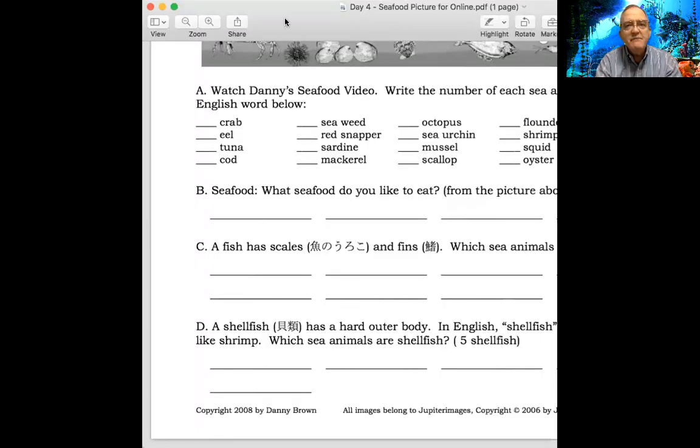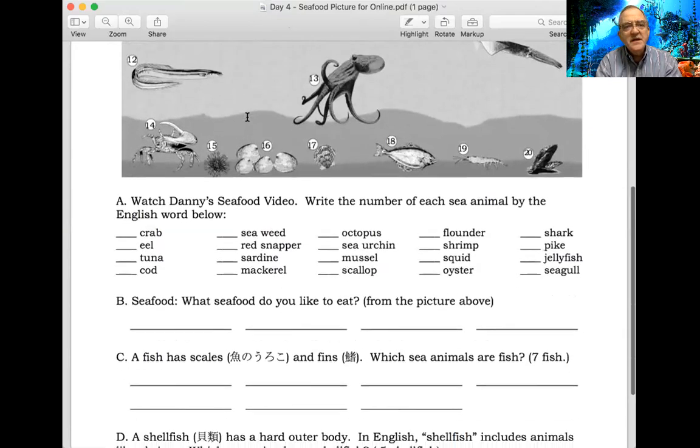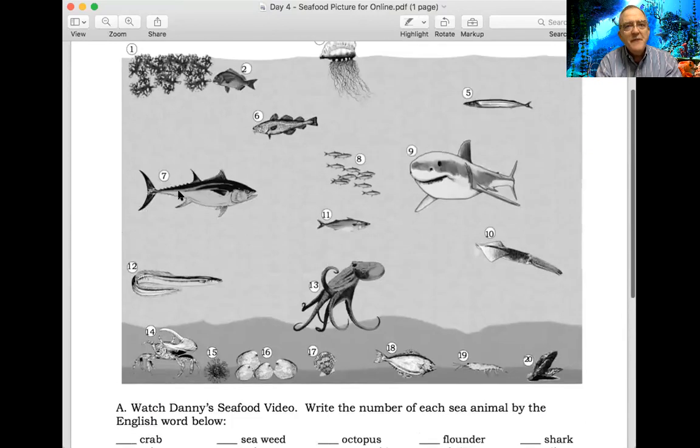Okay, thank you. Now, you need to get a paper from Google Classroom. It's called Day 4 Seafood. Day 4 Seafood. And you need to look at it. I'll show you real quick. Okay, it's got the same pictures, okay? And you need to try to match.